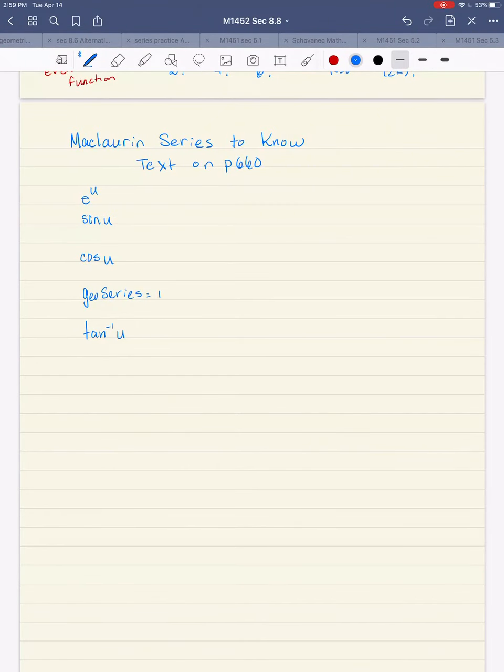So the geometric series that looks like 1 plus u plus u squared plus u cubed plus u to the 4th, right? That should sum up to 1 over 1 minus u. The sine of u was the odd one, so that's u minus u cubed over 3 factorial plus u to the 5th over 5 factorial minus u to the 7th over 7 factorial. And so if you know that one, then you automatically know the cosine, or you can figure it out by taking derivatives.